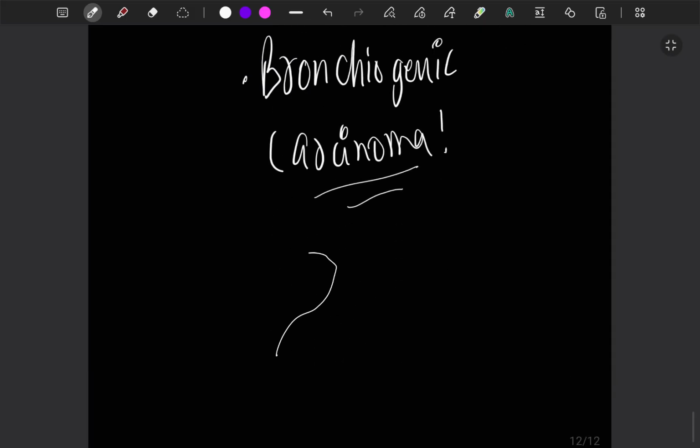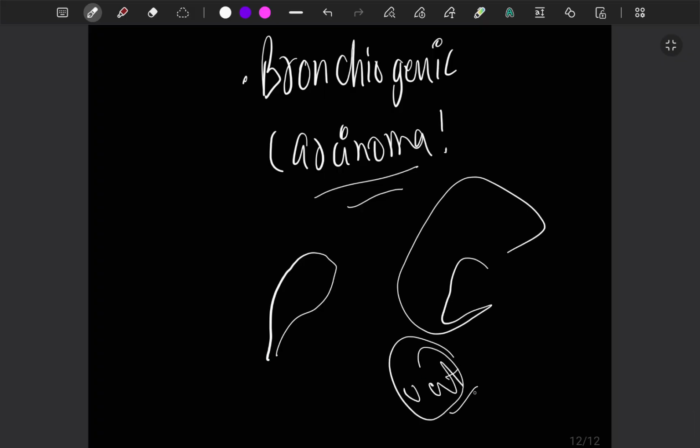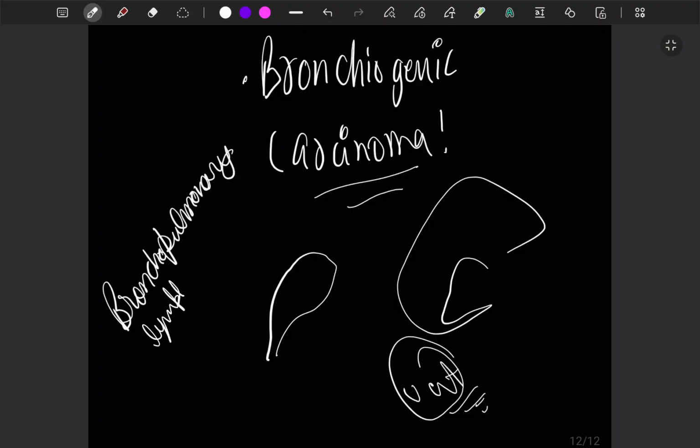It can affect the liver, brain, kidney, and vertebrae, because it spreads to the bronchopulmonary lymph nodes and supraclavicular nodes. Through the bronchopulmonary and supraclavicular lymph nodes it spreads in the body. So this was the lung.